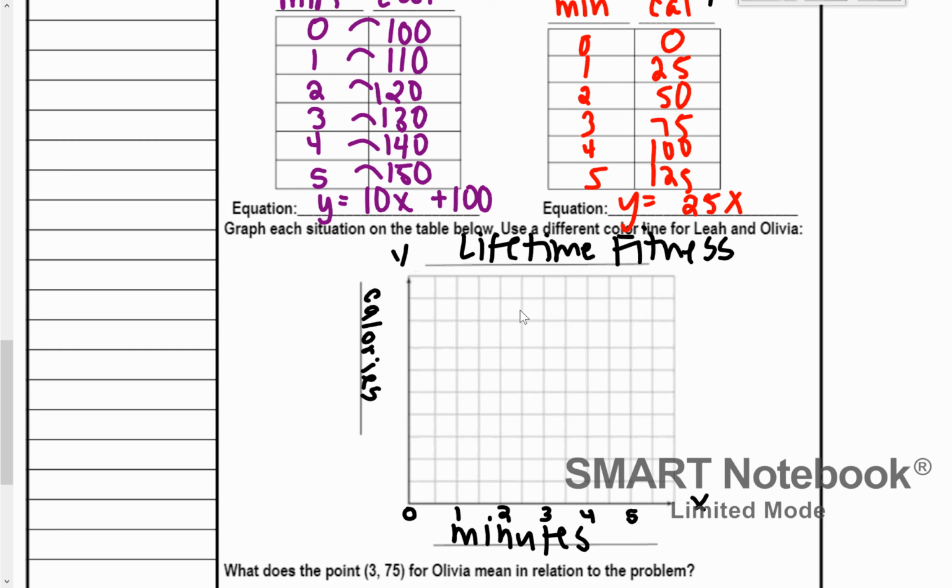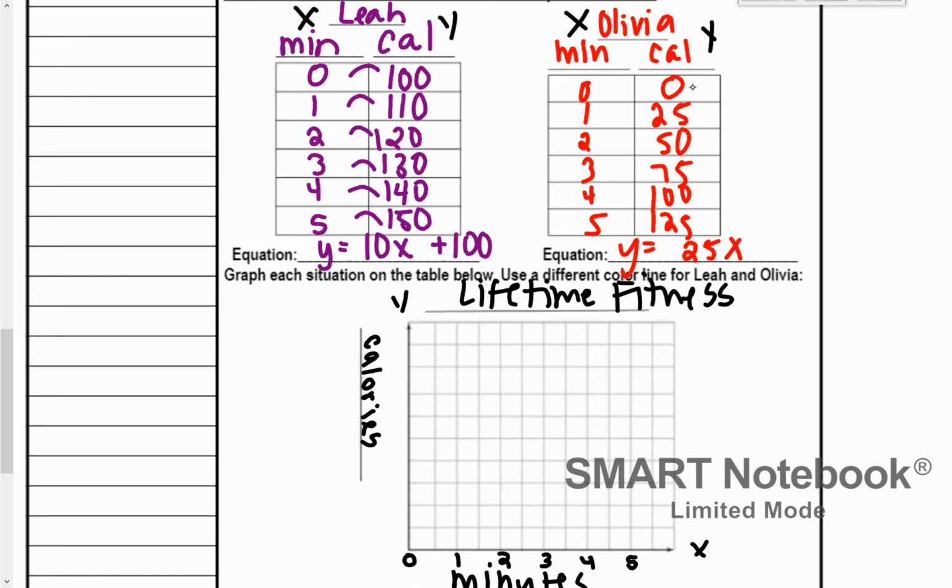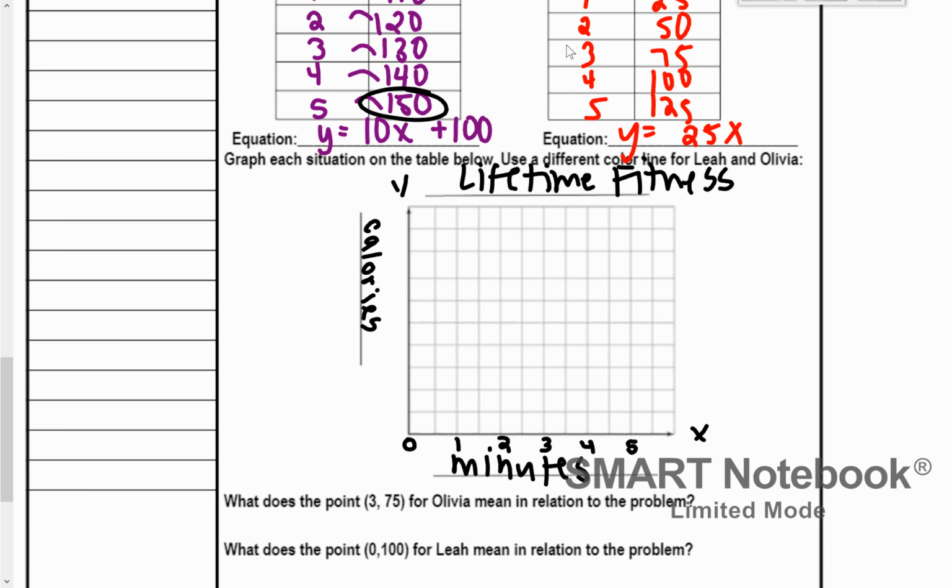For our calories, we have to look at both tables. In Olivia's table, we're going from 0 to 125. In Leah's table, we're going from 100 to 150. So the biggest number we have to have is 150. Smallest number is 0. So I'm going to say, let's count by 20s, and it's not going to be a perfect number. Remember, we're going to have to estimate where those are, but let's count by 20s and see if that works out. That should work. Okay, we would be good.